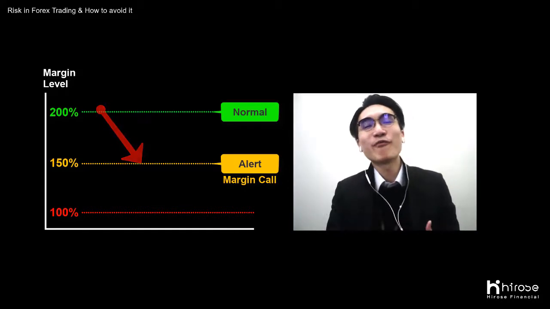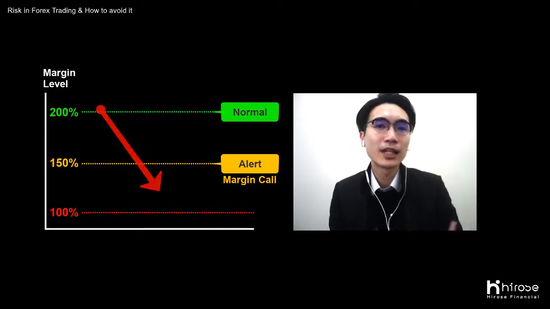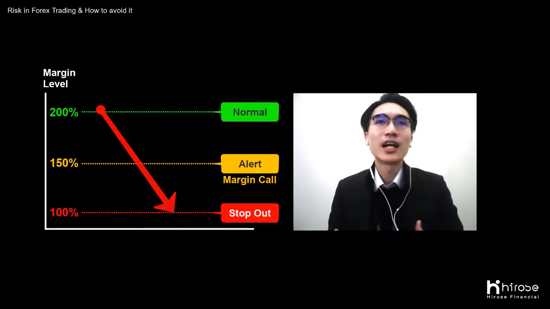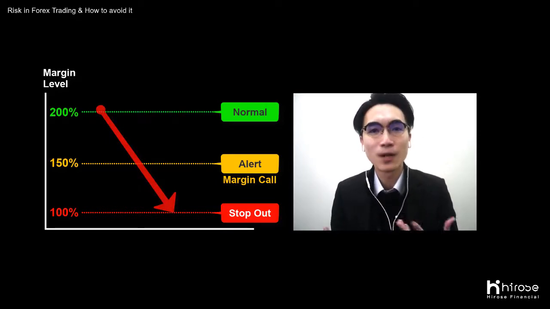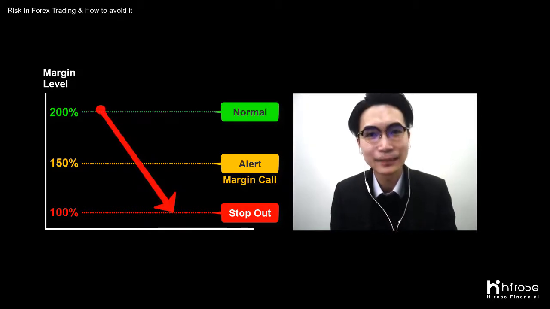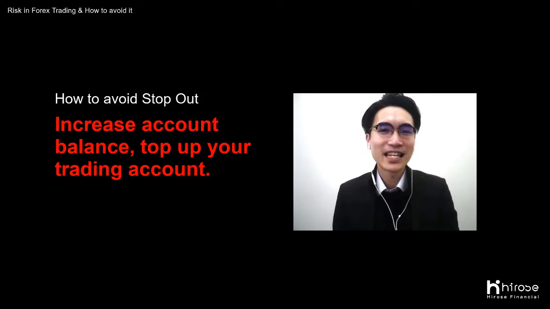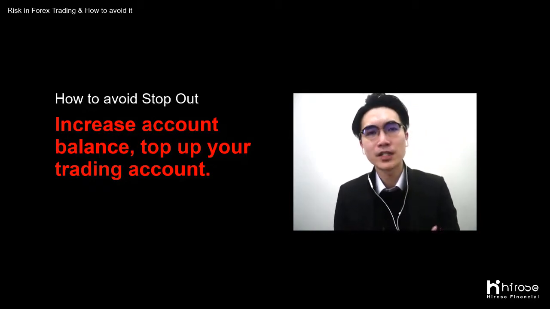But if you don't top up your account, or if you just leave your positions like that, and the margin level reaches 100%, that's when the stop out is going to happen. When the margin level is 100%, all the positions that you are holding are going to be closed automatically. Okay, so now I think you have a rough idea of how to avoid being stopped out. The best way to avoid stop out is to have a large amount of funds in your account.